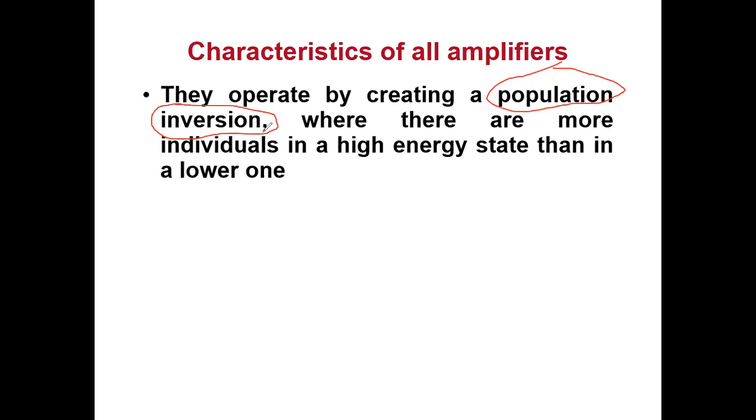Now what happens in population inversion? Something is written in here only, where there are more individuals in high energy state than a lower one. Did you understand anything by this sentence? Yes or no? अब ये individual मतलब क्या? Am I talking of the person? There are no persons present in fiber optics. We have the photons that are going. Okay, so I'll just explain what is a population inversion in one slide only right now.